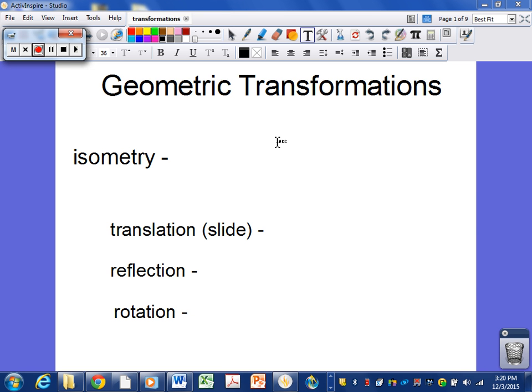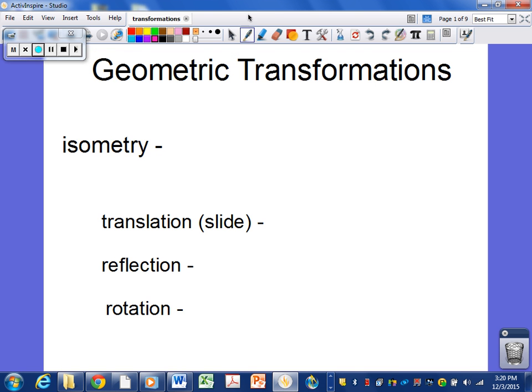Today we're going to talk about some transformations that we do in geometry and grid stuff. So we're going to do it on a grid. To start with, in general, three of these four transformations that we normally talk about in geometry are called isometries. Isometry is a vocabulary word that means this is a transformation that preserves distance.